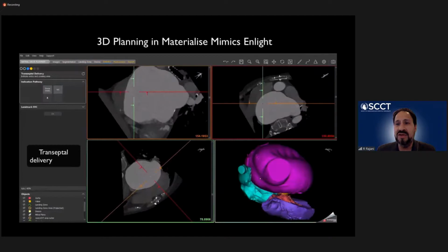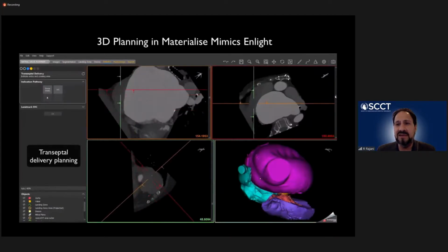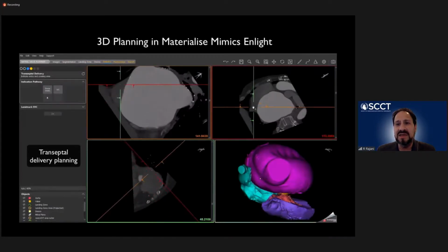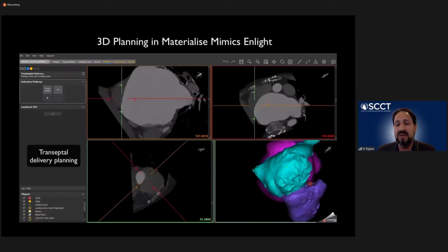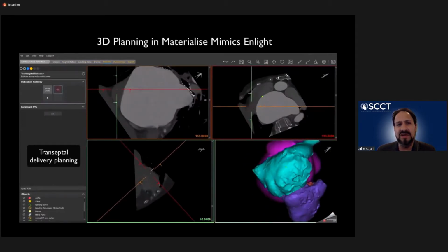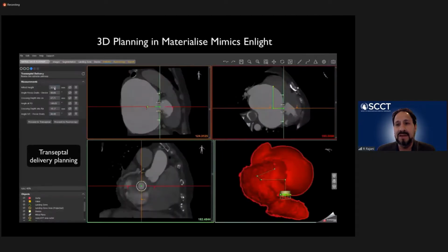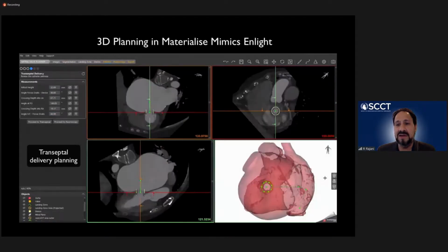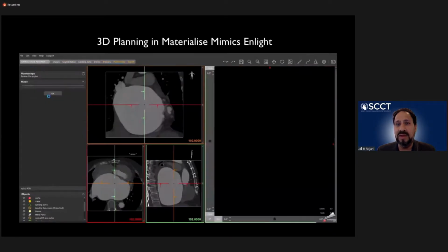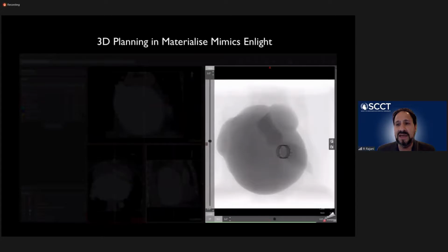What we would also do is to provide detailed planning of the transeptal puncture point, because this is going to be one of the fundamental important factors for the interventional cardiologist to achieve a good result and a good procedural deployment. So here we've just planned the transeptal puncture, and then we will bring up the optimal fluoroscopic angles, which are now shown on the screen.